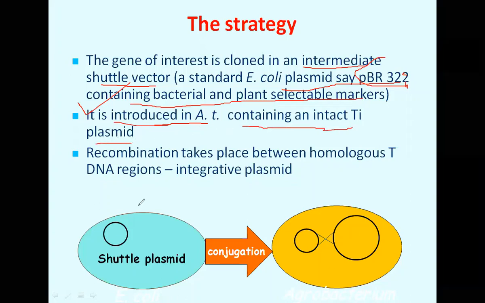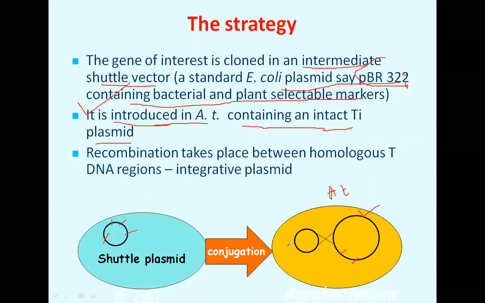right? So you have your shuttle plasmid. This plasmid carries the gene of your interest here. Okay, it has got multiple cloning sites. So using one of the restriction enzymes, you have introduced the gene of your interest, and beside the gene of your interest, it carries a bacterial selection marker as well as a plant selectable marker. And now what you are doing, you are mobilizing this plasmid into the Agrobacterium tumefaciens. So this is Agrobacterium tumefaciens, and it carries the Ti plasmid. The Ti plasmid carries the Vir genes. So there are Vir genes here.